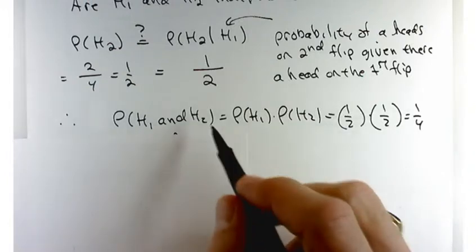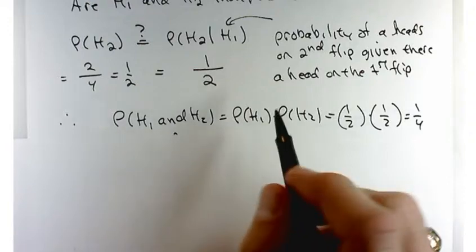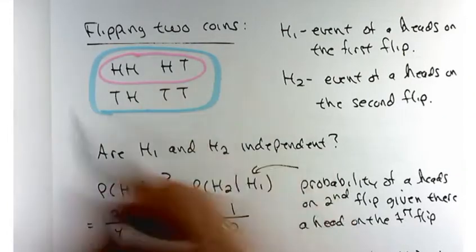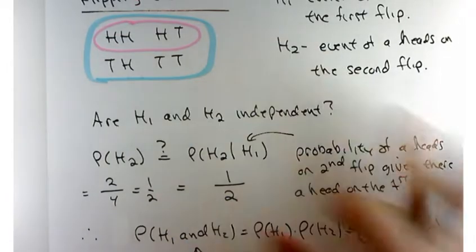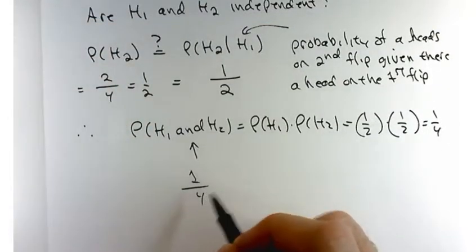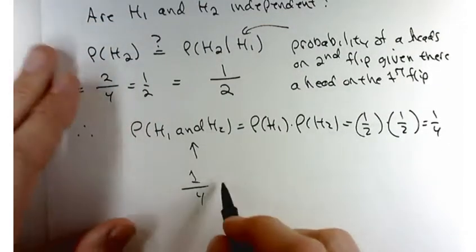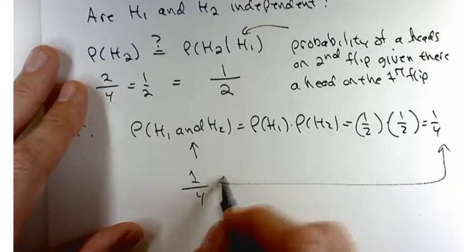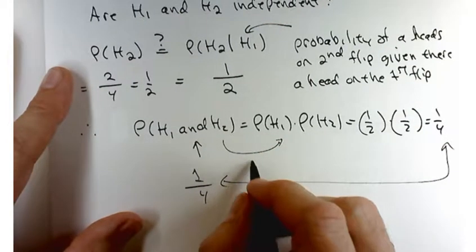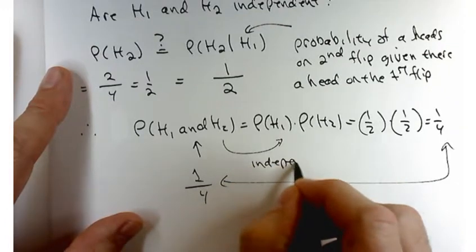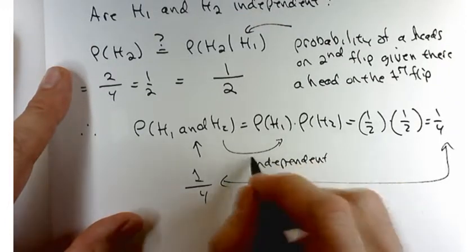Another way I could work that, and it's easy in this particular case, is that I know there's 4 things that can happen. Only one of them out of those 4 represents the probability or the event of having 2 heads. So 1 out of 4 chance either way. But I can do this because these events are independent.